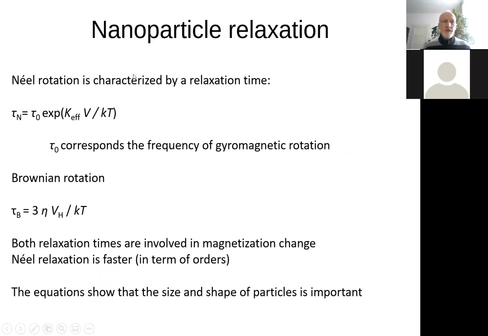Néel rotation is characterized by a relaxation time, of course. It can be calculated like this. Tau 0 corresponds to the frequency of the geomagnetic rotation, so it depends exponentially on temperature, of course, and on the volume. And similarly, Brownian rotation can be calculated like this. This is the viscosity of the environment. Again, here is the volume of the particles and temperature.